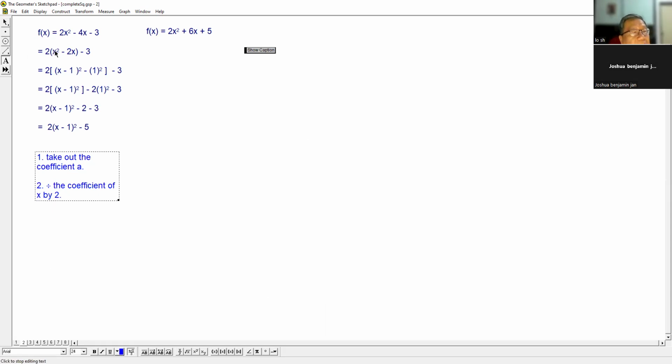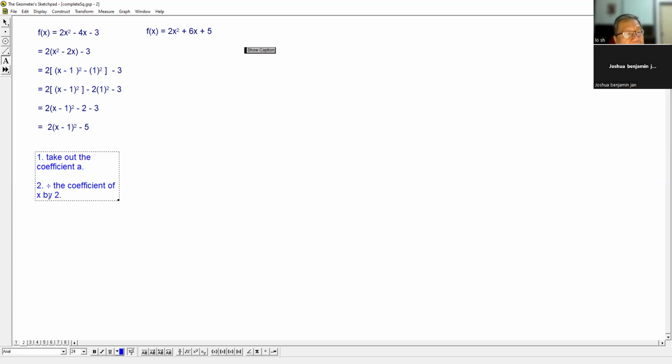The first step is I take out the coefficient 2 here. Because the number here is 2, I take out 2, so here I divide by 2. But if this number is 3, then here I must divide by 3. So the first step is you follow the a, the coefficient of x squared. However, the second step, from here to here, whatever the number that is here, you just divide by 2. No other number. It's always this number divided by 2.